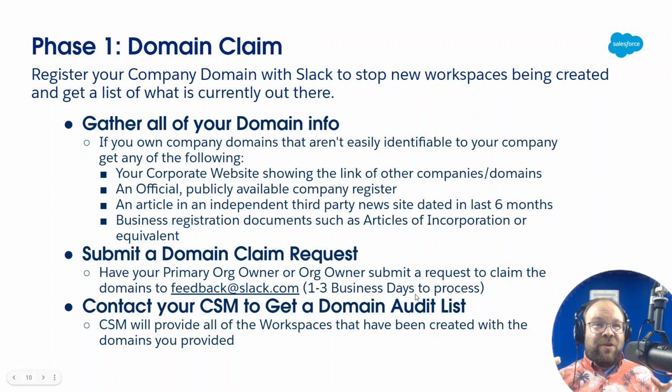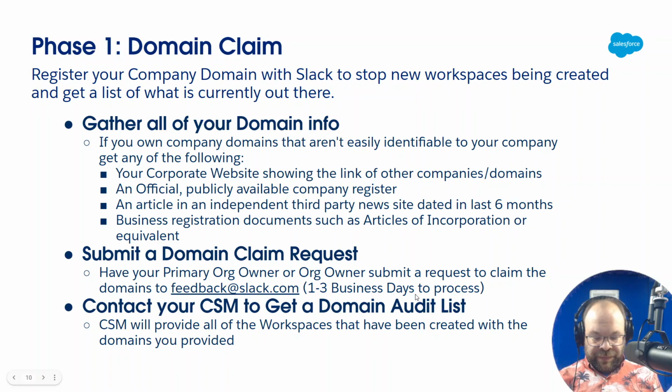Once you have all the information together, you're going to have your primary org owner or any other org owner submit a request to claim the domains at feedback@slack.com. It usually takes them about 1 to 3 business days to process it, and once they do, they'll let you know, okay, your domain is claimed. From there, you can contact your CSM to get what's called the domain audit list. The domain audit list is going to show you all of those people who took the corporate card and created something before the domain claiming, so you can see what's all out there.